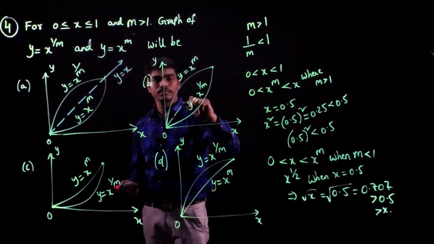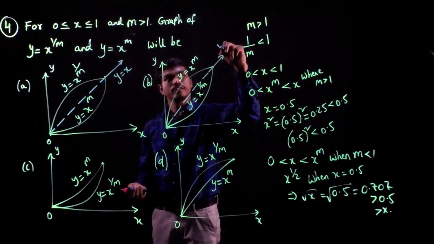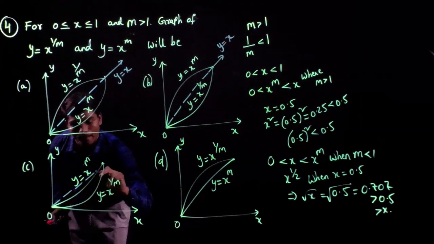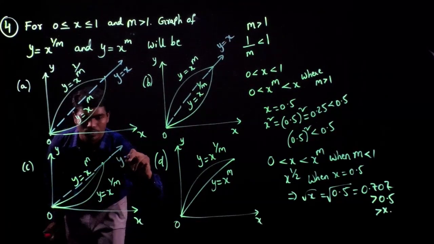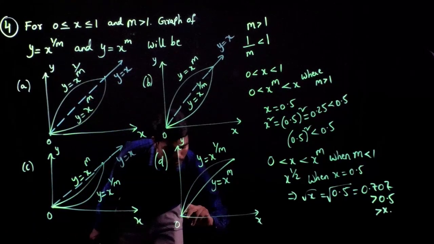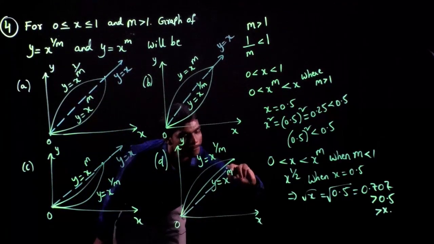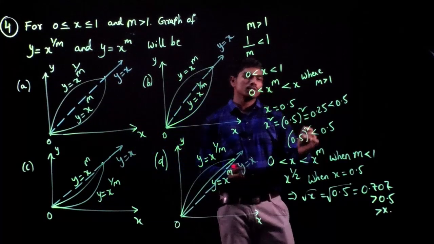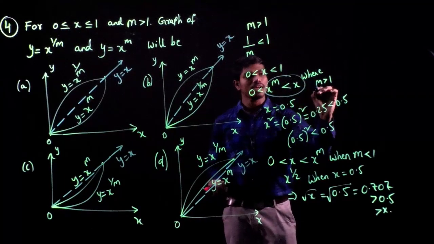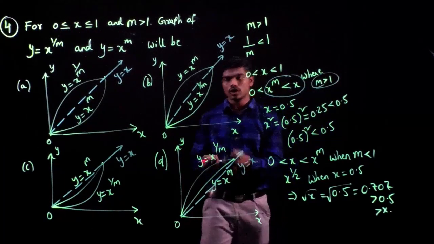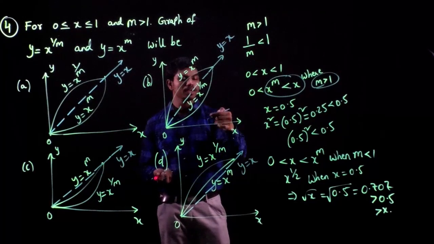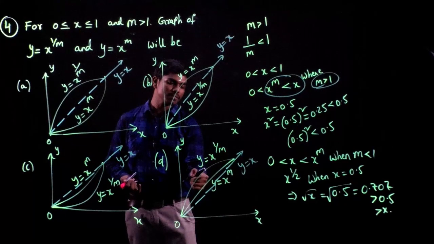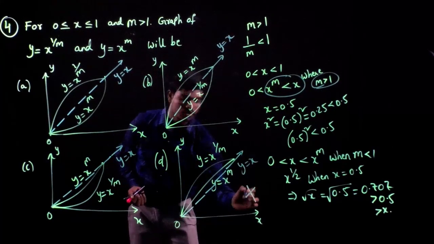Similarly, y is equal to x, and also y is equal to x, and here also y is equal to x. So this x power m is less than x when m is greater than 1. So the curve x power m should lie below y is equal to x. But in this option D, this y is equal to x power m is lying above. So this is a wrong option.